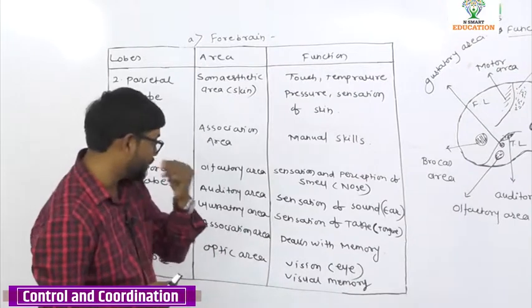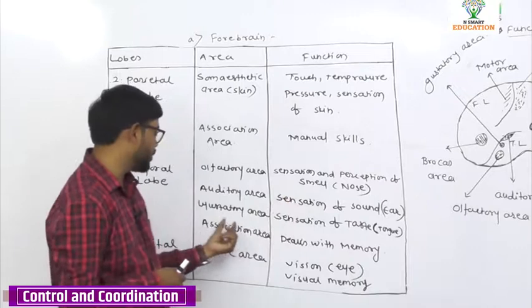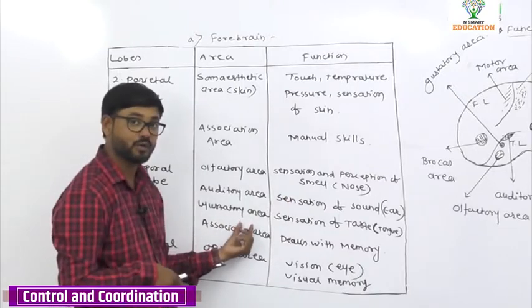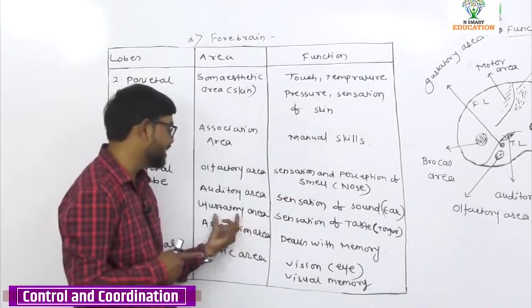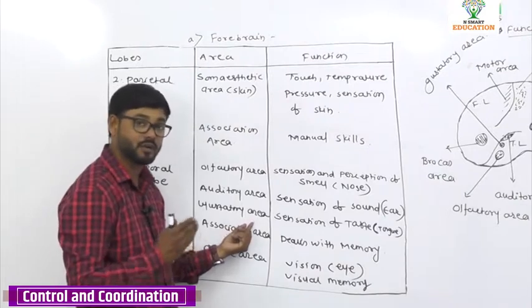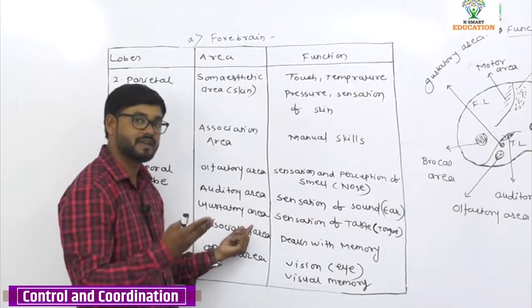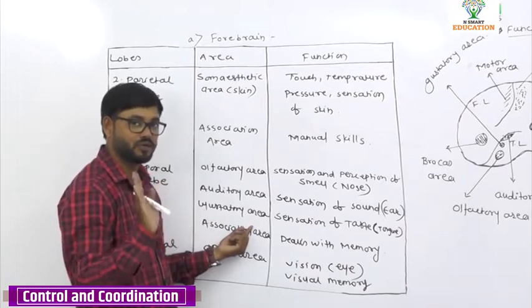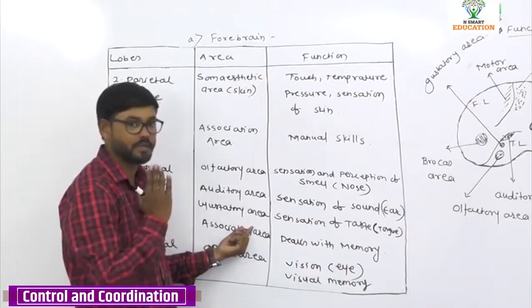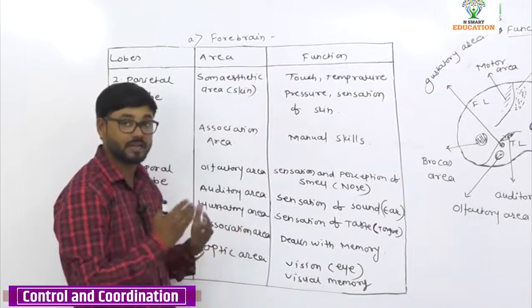Okay, then particularly about the gustatory area: according to HSC it is present in the temporal lobe, and according to NCERT it is present in the parietal lobe. I will already discuss this little bit of confusion.